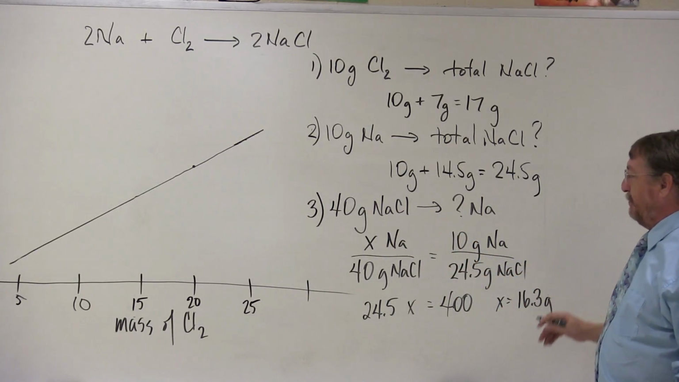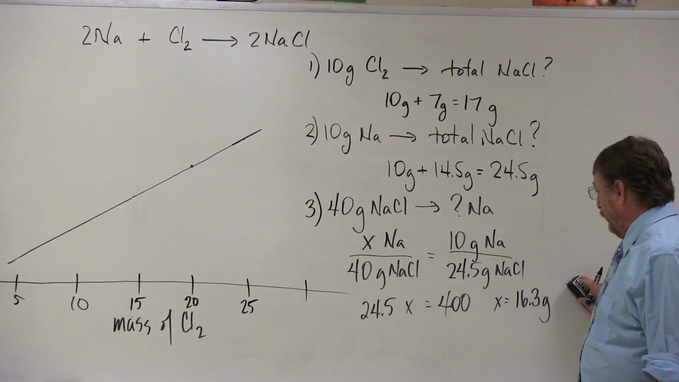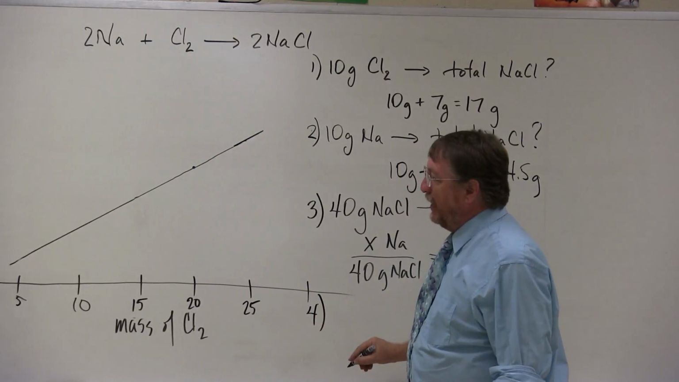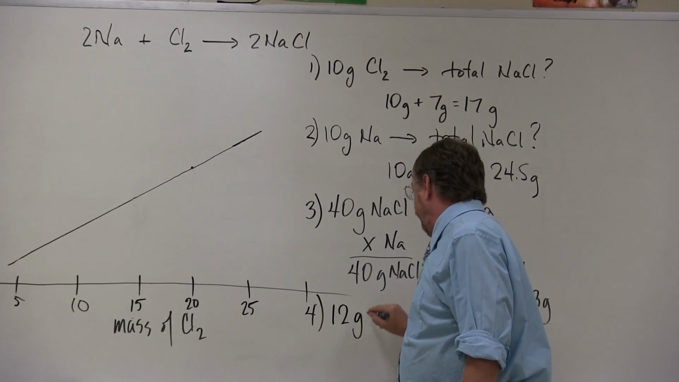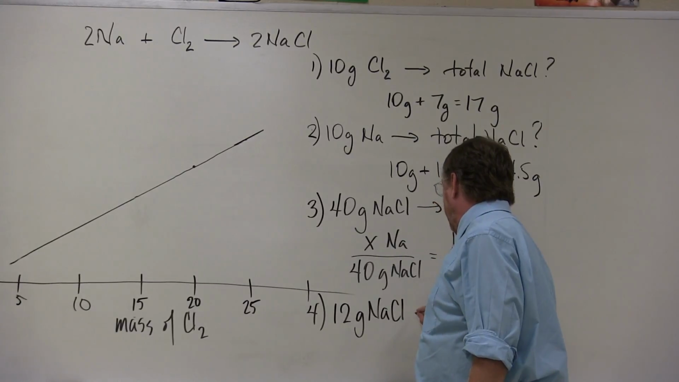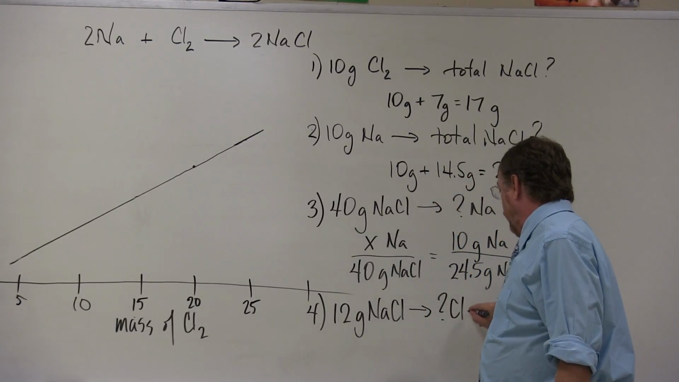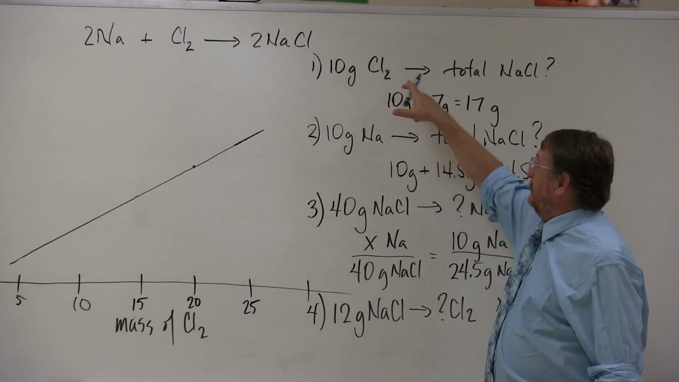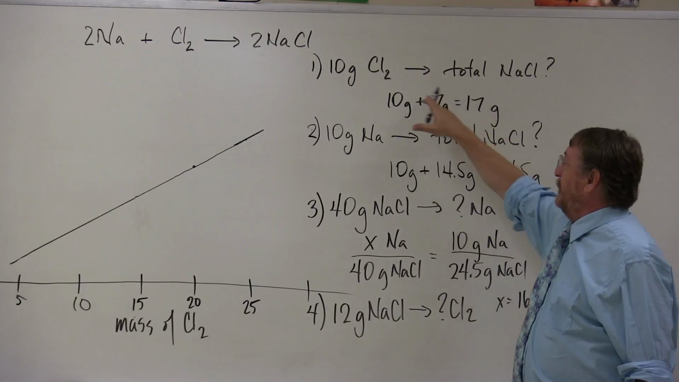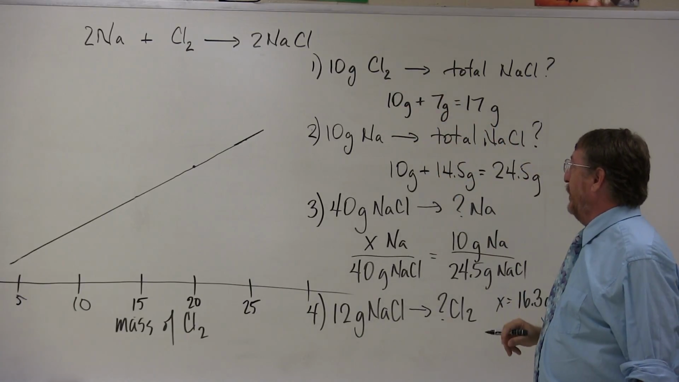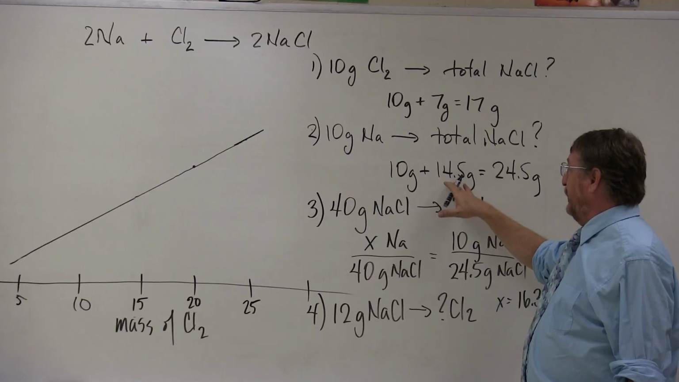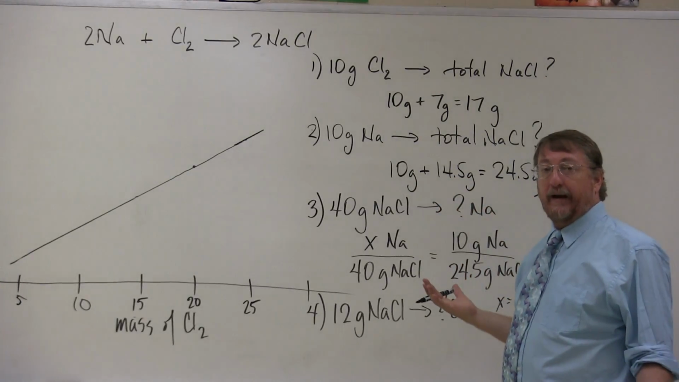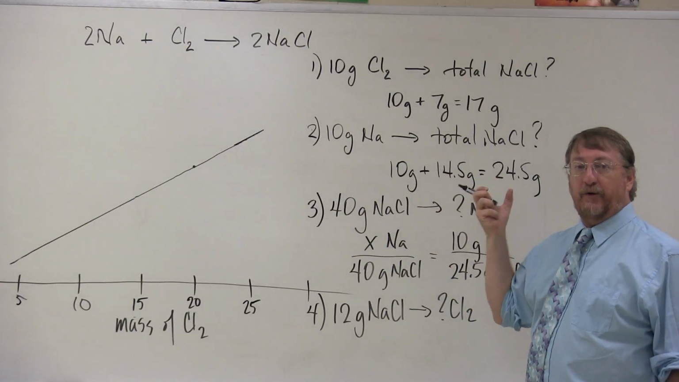Now let's go one more step, and let's say we've got 12 grams of NaCl, and we want to know the amount of chlorine. Okay? So again, I know the relative amount of chlorine to total NaCl. 10 grams of chlorine produces 17 grams of NaCl. Or I could use this data point. Obviously, 14.5 grams of chlorine produces 24.5. It doesn't matter. I just need some point off the graph.